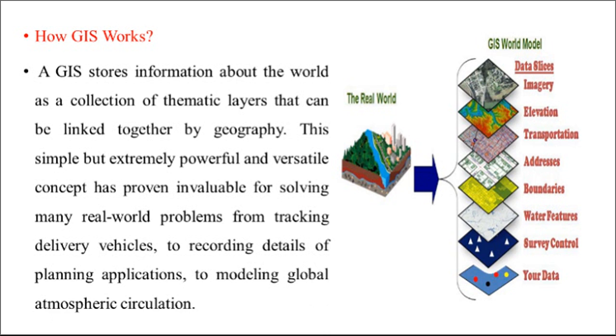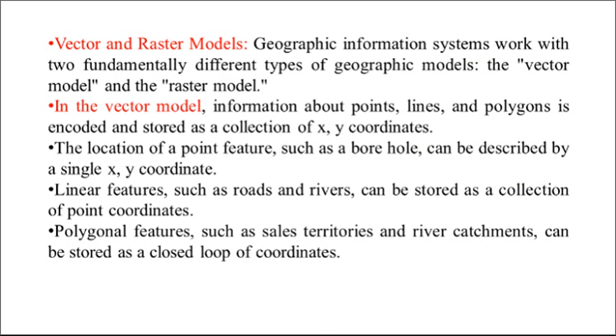Next one, vector and raster data model. These are the two most important components of GIS. A geographic information system works with two fundamentally different types of geographic models. One is the vector model and the other is called the raster model. These are very important as far as GIS is concerned.